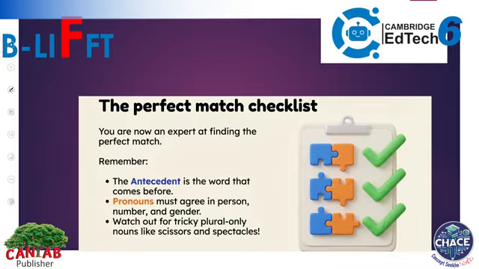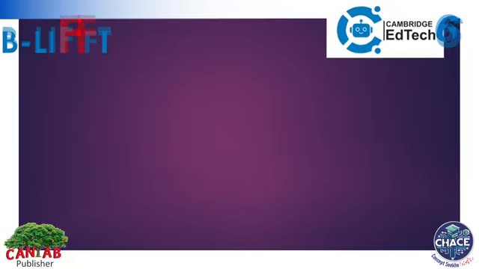Let's see the summary of our lecture. Remember, the antecedent is the word that comes before. A pronoun must agree in person, number, and gender. Watch out for tricky plural-only nouns like scissors and spectacles.